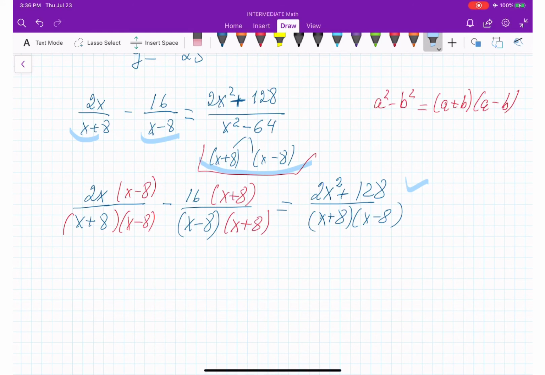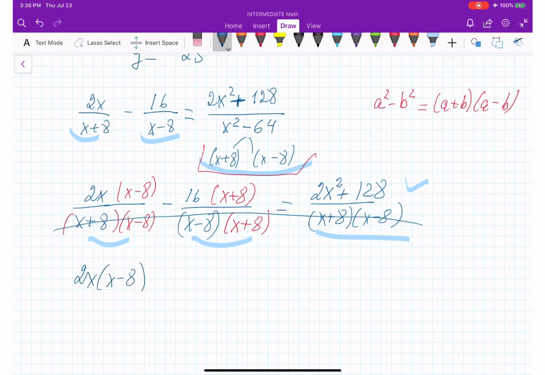Okay, so x minus 8, x plus 8, x minus 8, x plus 8, x plus 8, x minus 8. We have the same denominator dropping out the window, and we get 2x times (x minus 8), minus 16 times (x plus 8), equal 2x squared plus 128. This is gonna be interesting, because in this case we are going to have, looks like, a quadratic equation. Why? Because we have 2x squared, right?